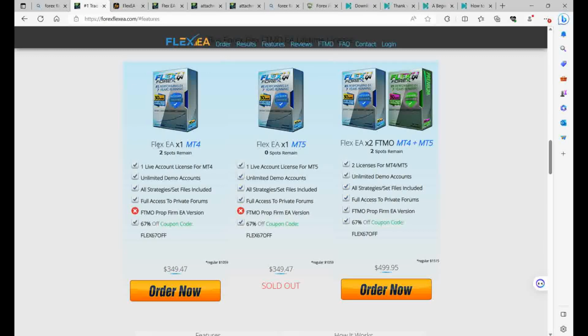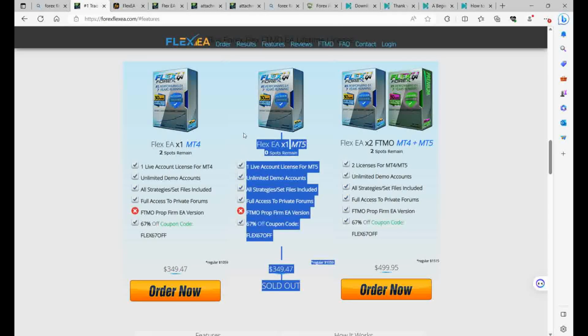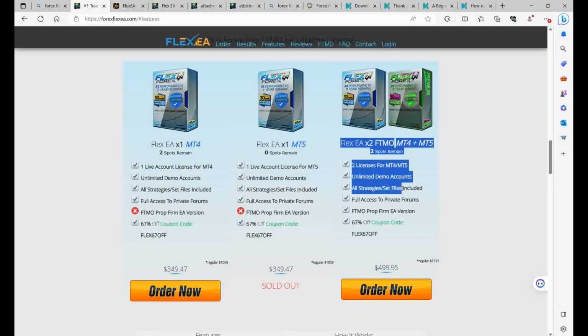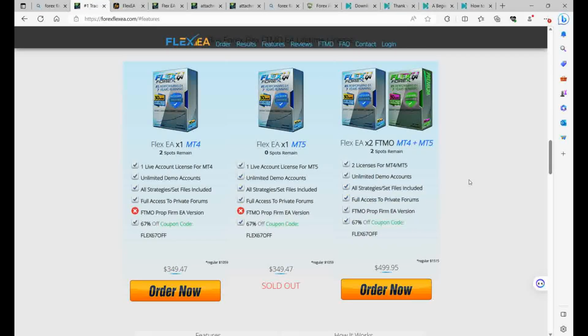Now, I only had this one here, which is the basic MT4 Flex. You can also get MT5, which it says sold out, but I hardly believe this is true, considering how this one is also there. So I think what they're really trying to get you to do is not pay attention to this MT5 one here and pay more attention to this. I think this is just an upselling tactic that they're using so that you have multiple EAs. You can run it on multiple accounts.